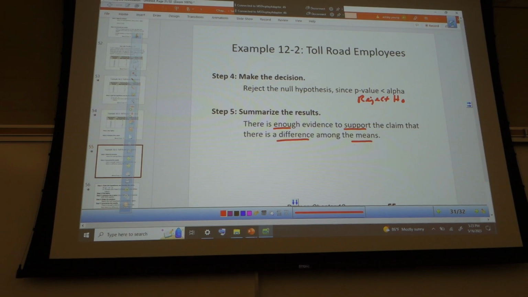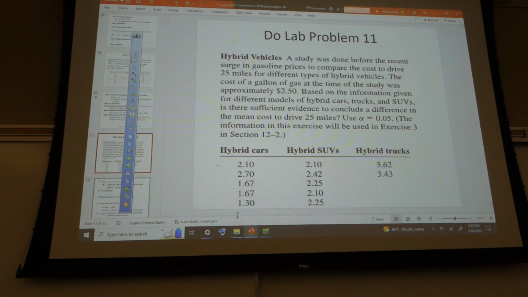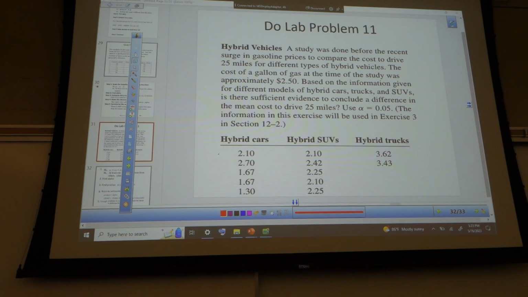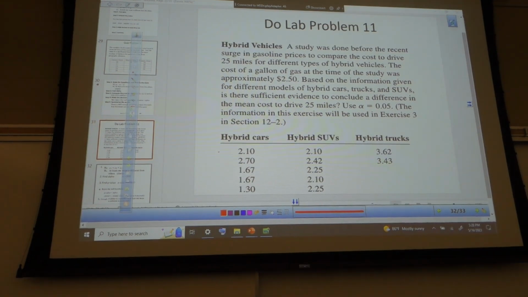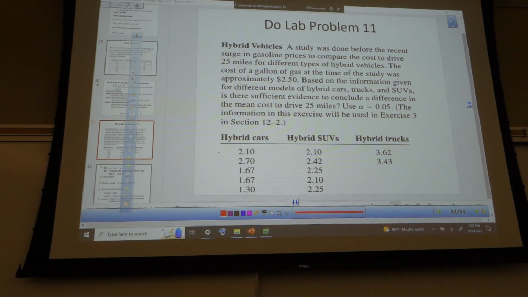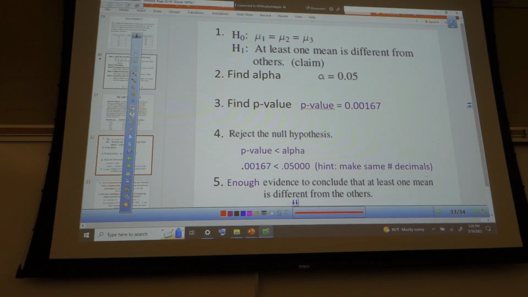Good. So now, you all can do this problem, lab problem 11. Okay, so lab problem 11. Take a quick look here. So our step 1, H0, is that mu1 equals mu2 equals mu3. H1 is at least one differs. That's our claim.